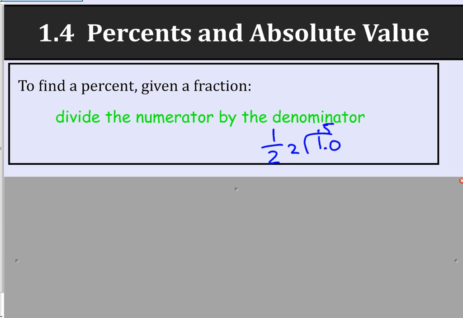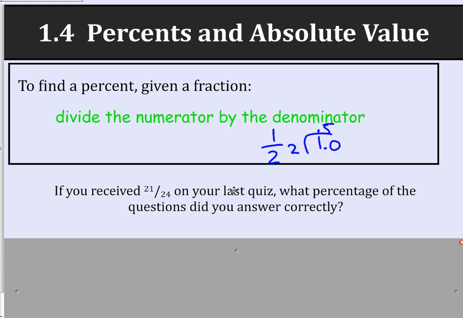All right, so if you received 21 out of 24 in your last quiz, what percentage of the questions did you answer correctly? So 21 out of 24. So 21 divided by 24. If you can do it with a calculator, that's going to go a lot quicker. If you want to do it by hand, that's cool too. So 21 divided by 24 is going to be 0.875. So convert that to a percent, that's going to be 87.5%.